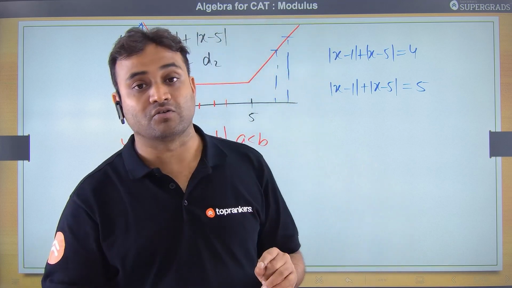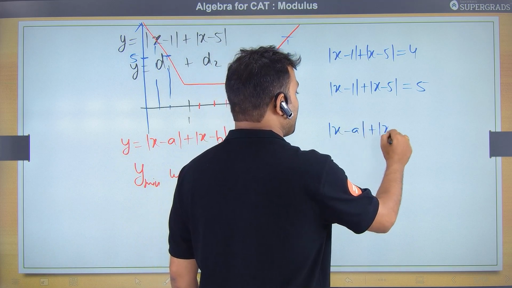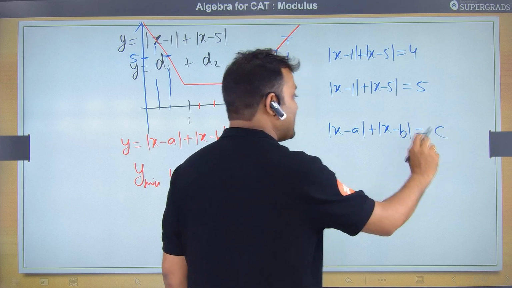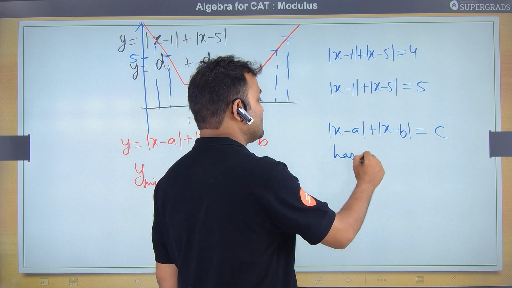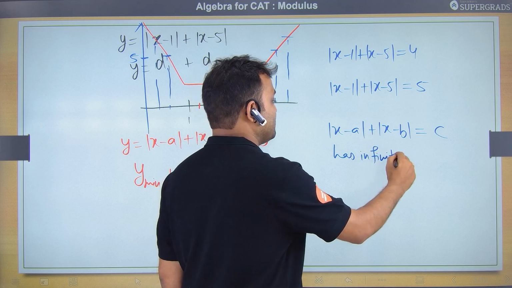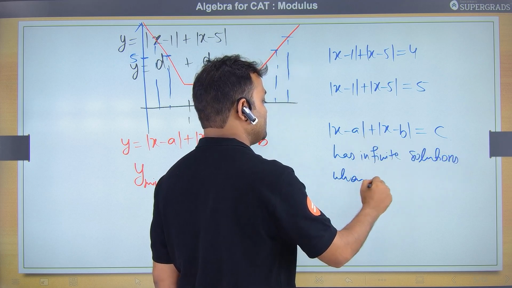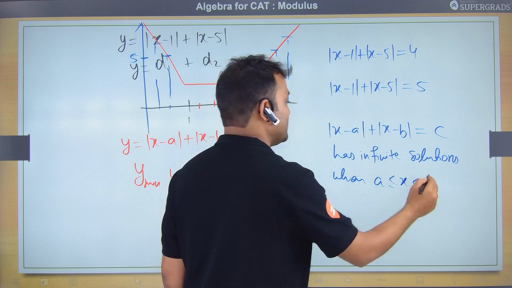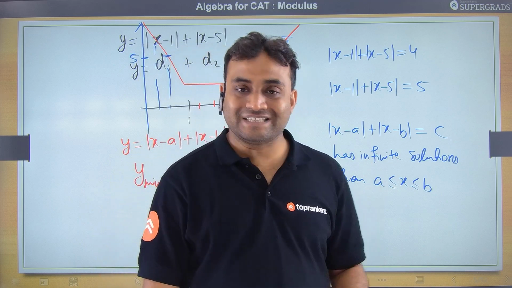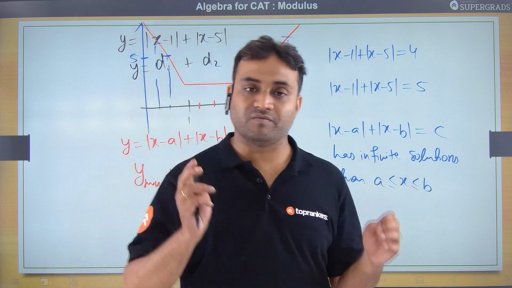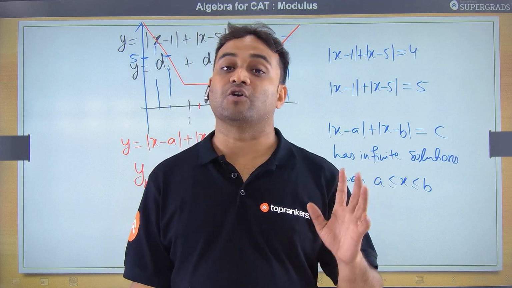Or whenever we are talking about infinite solutions for something like mod of x minus a plus mod of x minus b is equal to c, that means we are talking about x being between a to b. This has infinite solutions only when this is true. Now I'm discussing this particular graph because if you try solving CAT previous year questions on modulus, you will see that this graph has been used more often than not.